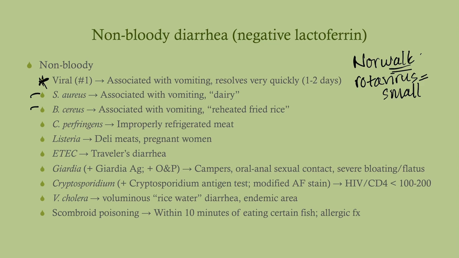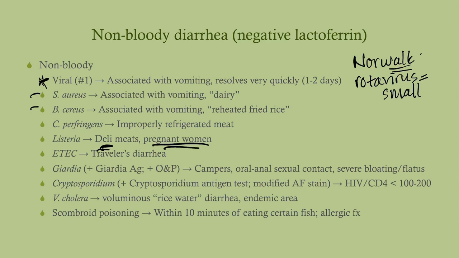C. perfringens is almost always associated with improperly refrigerated meat. Listeria is deli meats and really anything you can get in the deli, cheeses and stuff like that. Again, this is generally self-limited, but this can be a really big problem if you're pregnant and you get it. So for that reason, we generally advise pregnant women to avoid cold cuts. ETEC is the cause of traveler's diarrhea. So look for a patient who's gone to Mexico or Guatemala or Brazil or India, in places where sanitation may not be the best.